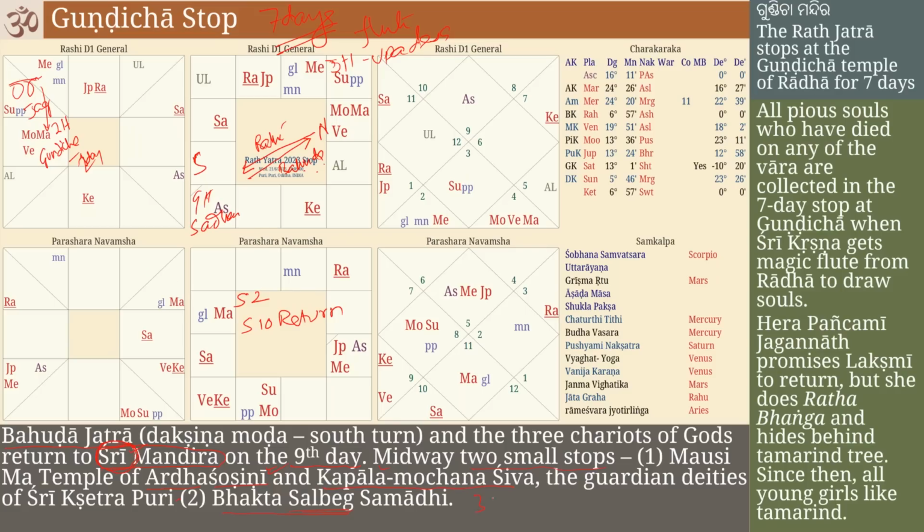Before the 3rd stop is basically Sri Mandira. That is where it finally stops. Now, Hera Panchami. There is a festival called Hera Panchami. Jagannath promises Lakshmi to return. Now, Jagannath left the temple on Shukla Dvitiya. On Shukla Dvitiya he left. And on Shukla Panchami, he made the promise to return. Just keep that in mind.